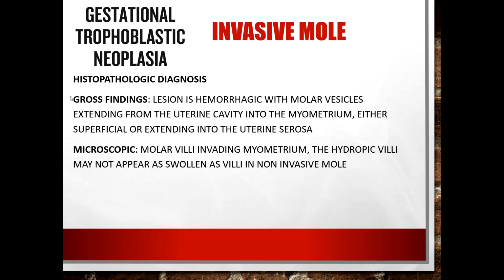On histopathologic diagnosis, the lesion is hemorrhagic with molar vesicles extending from the uterine cavity into the myometrium, either superficially or extending into the uterine serosa. Microscopically, the molar villi would invade the myometrium. The hydropic villi may not appear as swollen as villi in a non-invasive mole.